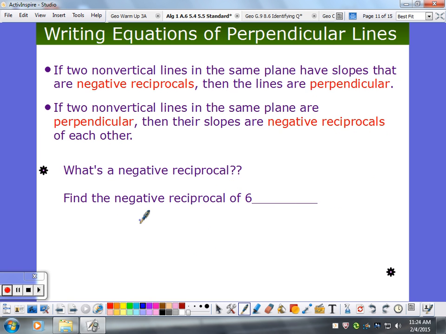What is the negative reciprocal of 6? Negative 1/6. I should go back here. You're right. Negative reciprocal, what would be the slope of the perpendicular line? 3/4. Right. Okay, is that better?